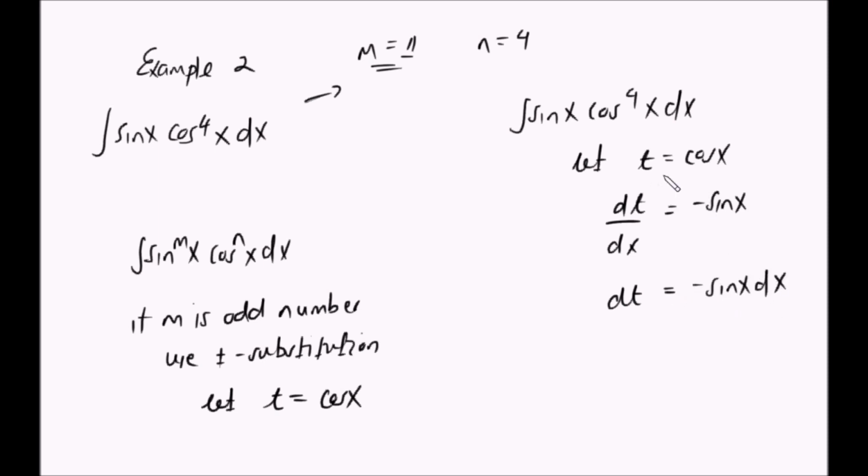So ni rahisi sana ukiwa na differentiate cos of x ukasahau kwamba ni negative sin of x. Ukaandika tu sin of x. So hii integral sasa naweza nikaandika kama hivi, cos of x power 4 times sin of x dx. So sin of x dx huyu ni sawa na negative dt. Kwa hiyo cos of x ni t, kwa hiyo itakuwa ni t power 4 times negative dt.